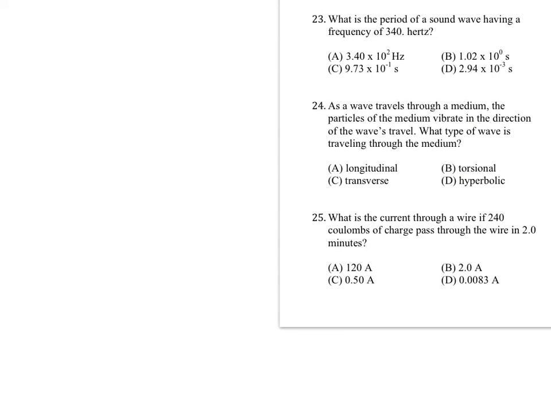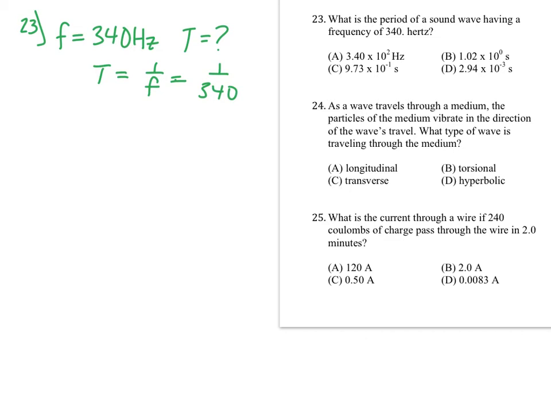Next, number 23. What is the period of a sound wave having a frequency of 340 Hz? So frequency is 340 Hz. We're looking for period. So they're inverses of each other. Period T is equal to 1 over F, which is 1 over 340. You should get approximately 2.94 times 10 to the negative 3 seconds. Choice D.